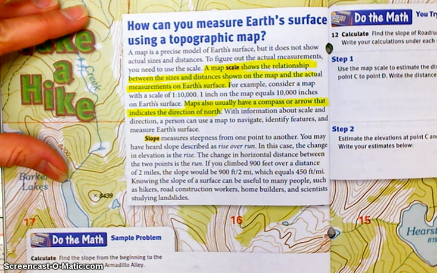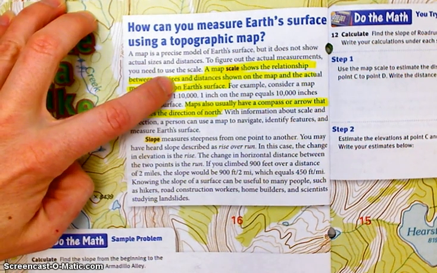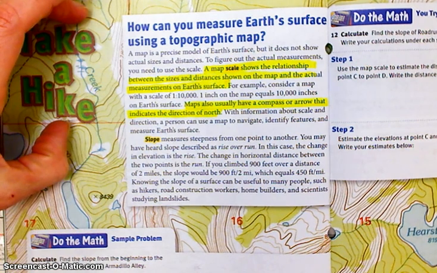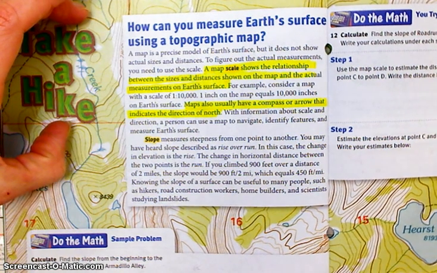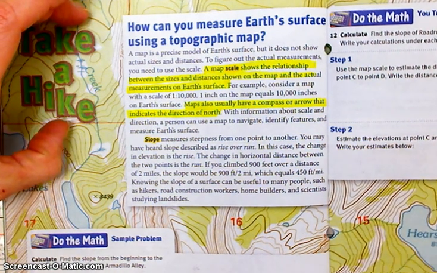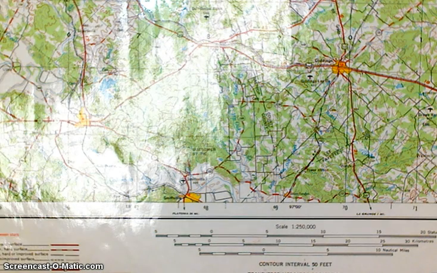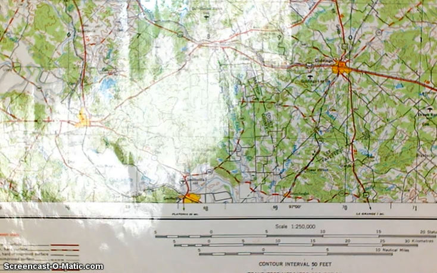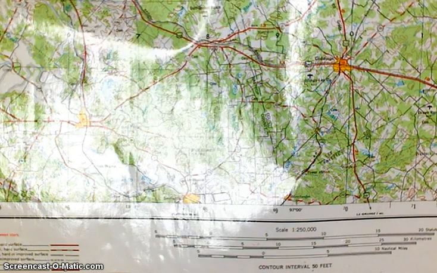Okay. Now, not all maps are going to have the same scale, depending on how large of an area they show. So I'm going to show you guys a couple of different maps with different scales. This first one, I'm sorry about the glare. Let me see if I can adjust it a little bit.